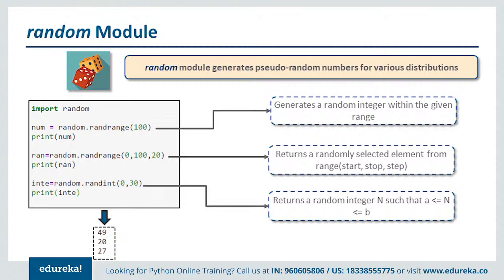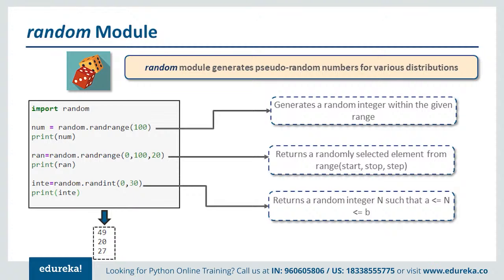So the first one is random.randrange. This will generate a random integer within a particular given range. So depending on the value till 100, whatever random integer can be generated will be provided over here. So any number till 100 will be given to you. Now you can also give the range between start, stop and step. So you are saying that the starting point is 0 and the end point is 100, and the difference between two random numbers should be 20. So the step which we are going to have is 20 over here.